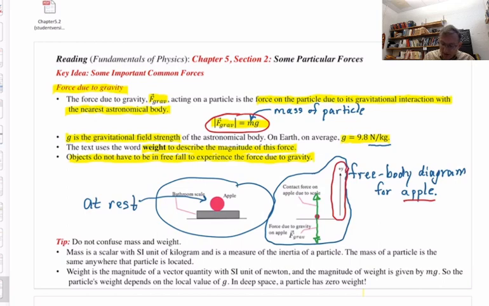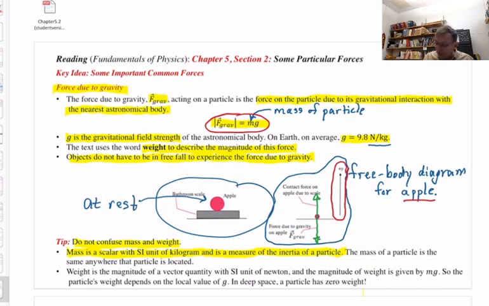First, do not confuse weight with mass. In everyday talk, people do that all the time, don't they? They use the words mass and weight synonymously. They mean the same thing. That's not true in physics. Let's remember what mass is. We've already mentioned that. First of all, mass is a scalar. Its SI unit is kilogram, and it's a measure of the inertia of a particle. How much does the particle resist changing its velocity?